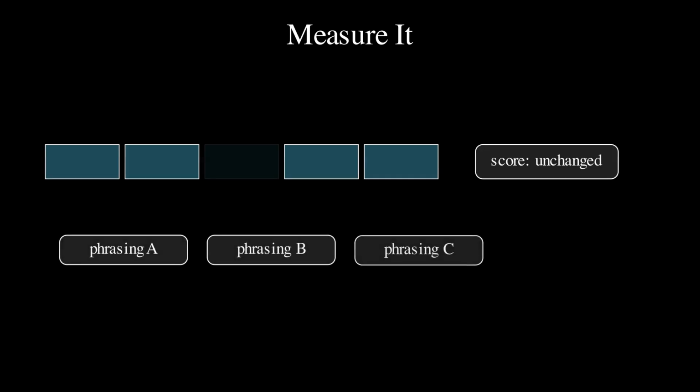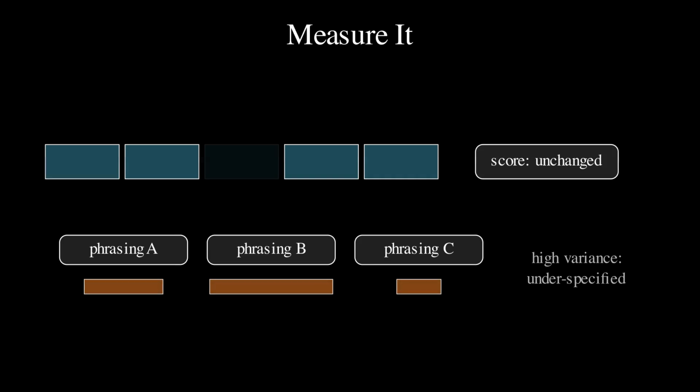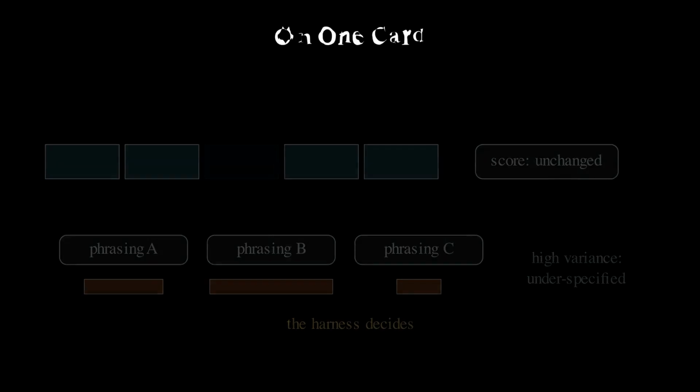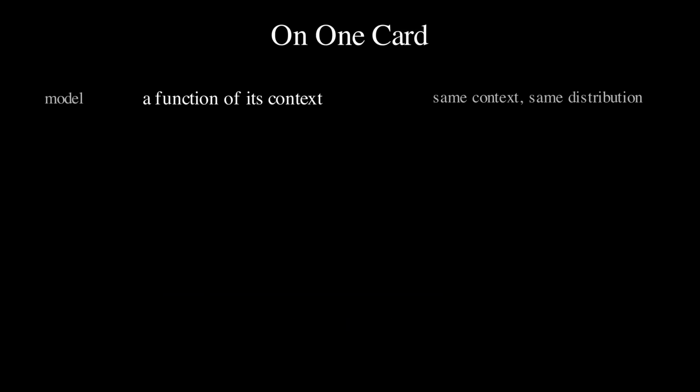Prompt sensitivity: run the same task under small variations of the instruction. High variance in the output means the instruction is underspecified. And the deciding measure: does the change improve the score on your evaluation harness? A better context beats a worse one there, or it does not. The harness decides. The chapter on one card: the model, a function of its context.